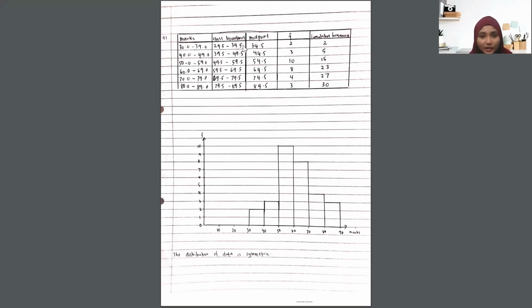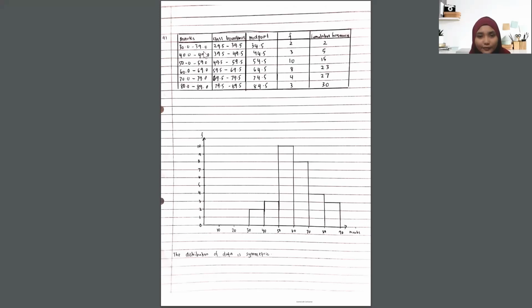Okay, for the first question, we need to find the class boundaries, midpoint, and the cumulative frequency. To find the class boundary, we need to know the lower class limit and the upper class limit. First, we subtract the upper class limit of the first class from the lower class limit of the second class. In this case, 40.0 minus 39.0, and then we will get 1.